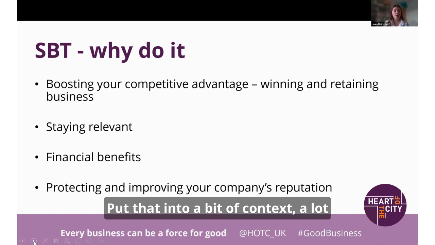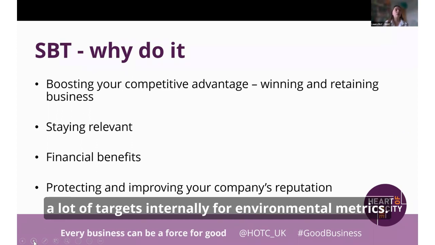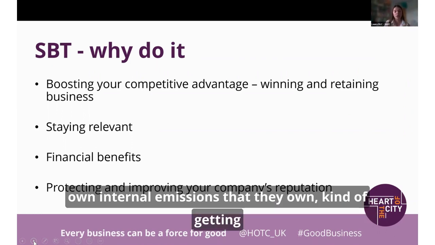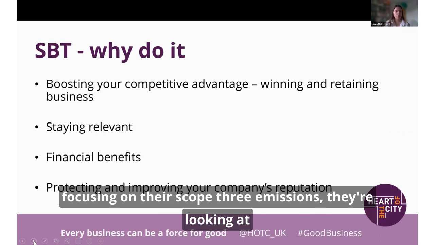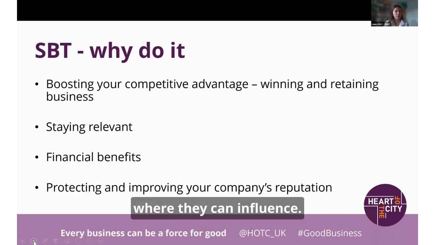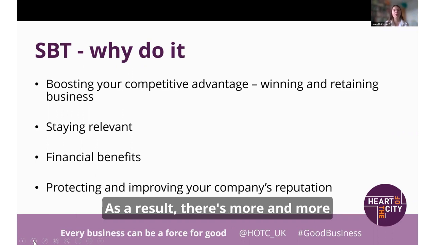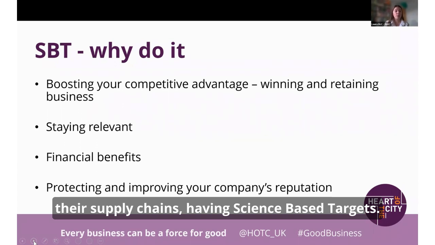To put that into a bit of context, a lot of large businesses have a lot of targets internally for environmental metrics. They've been looking at their scope 1 and 2 first, where they're looking at their own internal emissions that they own, getting their own house in order. And now they're really focusing on their scope 3 emissions, looking at where they can influence. A large part of that for a lot of businesses is their supply chain, because that's where they can have quite a bit of influence. As a result, more and more large businesses are coming out with targets for their supply chains to have science-based targets.